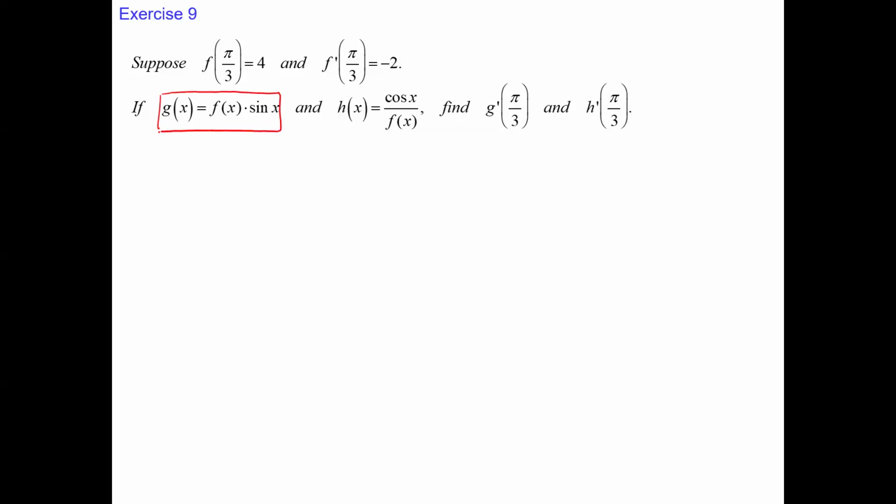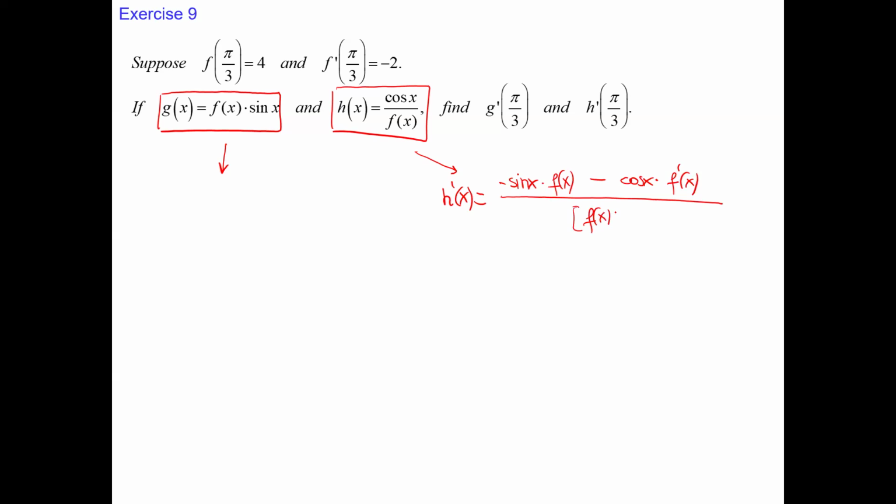This one requires the product rule. This one needs the quotient rule. That's it. Let's maybe do the quotient, you will do the product. I will do the quotient rule. Okay, derivative of h of x first. Quotient rule: derivative of cosine, negative sine of x, times f of x, minus cosine of x times the derivative of the denominator, and then the function from the denominator squared.